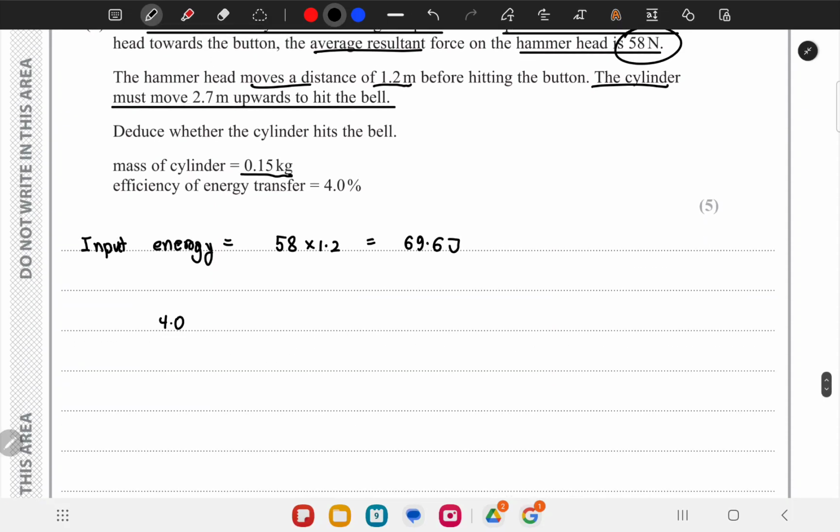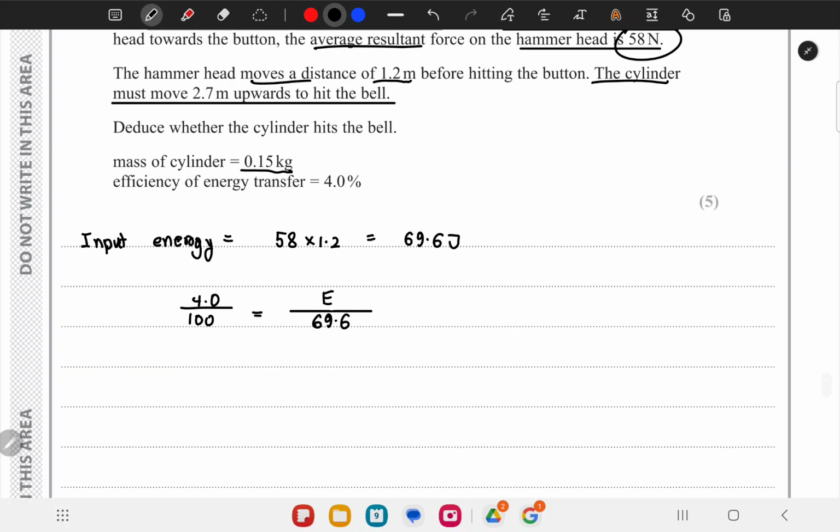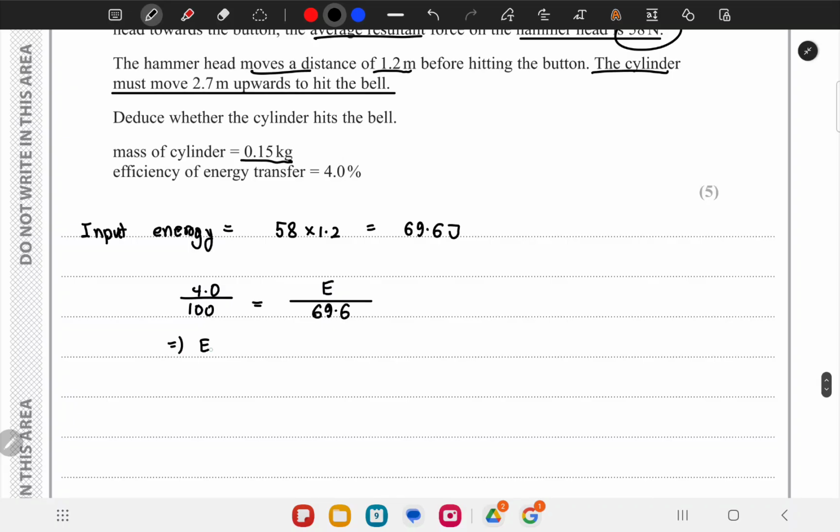The efficiency is 4%. So 4.0 divided by 100 will be equal to the output over the input. So this is the output. We can write this as E. We have 69.6 over here. The value of E will be 4 by 100 times 69.6, which is 2.784 joules.